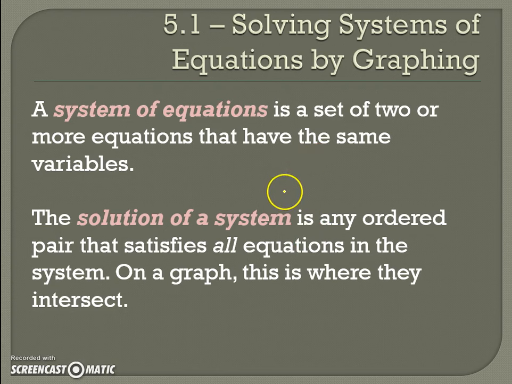In other words, they both have x's, they both have y's, they both have z's, they both have g's, whatever it is. That's what makes it a system. The solution of a system is any ordered pair that satisfies all equations in the system. On a graph, this is where they intersect.